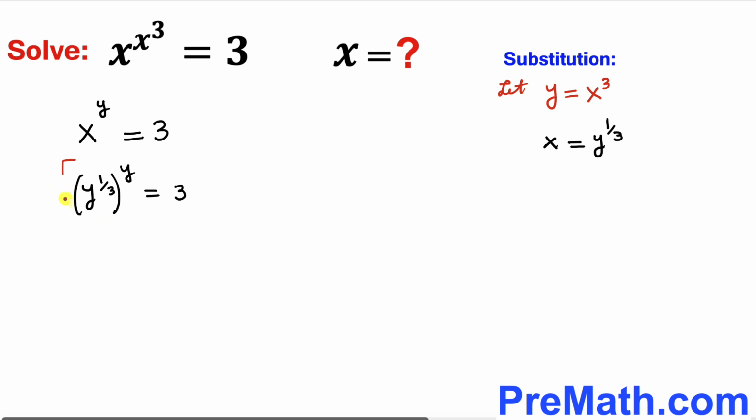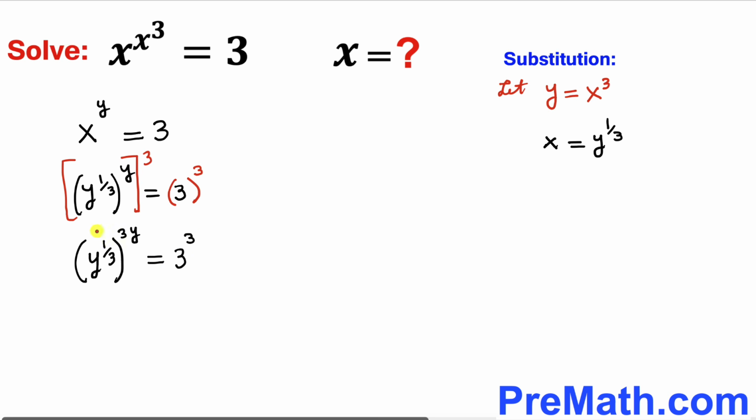I'm going to take the power 3 on this side, and likewise I'm going to take the power 3 on the right hand side as well. Now let's focus on the left hand side of this equation. We can see y and 3 are our nested exponents, so according to the exponent rule, we can multiply them out. So the left hand side is going to become y power 1 divided by 3, whole power 3 times y, equals 3 power 3.